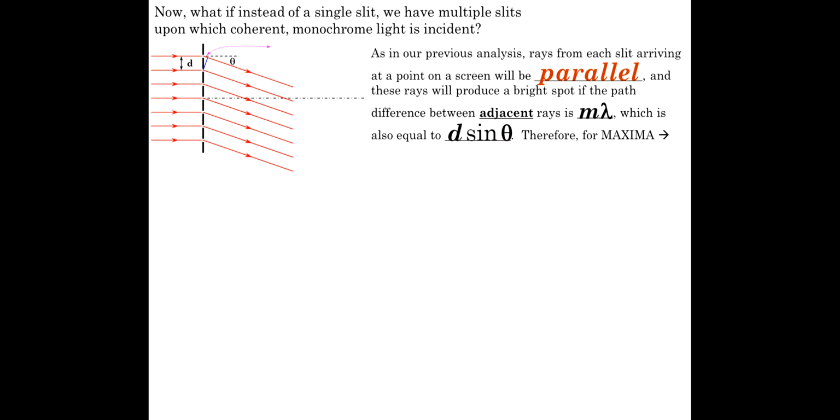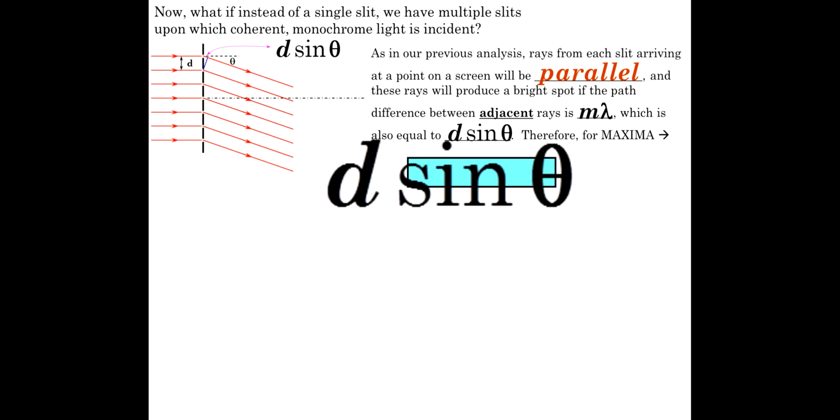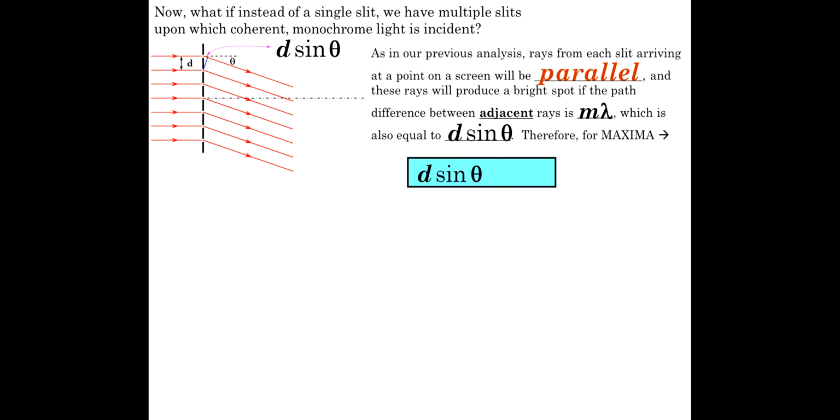So again, we have d, and this is d sine of theta, that's this little distance here. So we have maxima occurring when d sine of theta is equal to m lambda, m being any whole number, including 0.